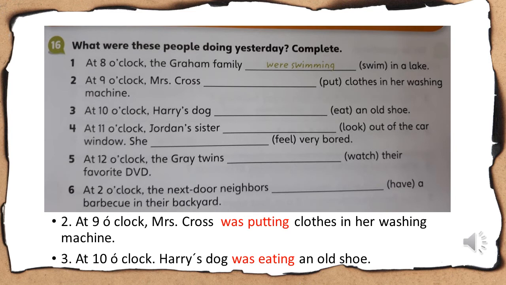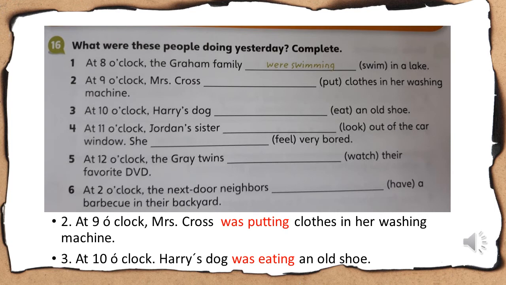Page 81, exercise 16. What were those people doing yesterday? Complete. In this exercise, it's just necessary to use the past continuous. For example, number 1. At 8 o'clock, the Graham family, the subject is like they. So, we are going to use were and then the verb with ing. Swimming. The Graham family were swimming in a lake.